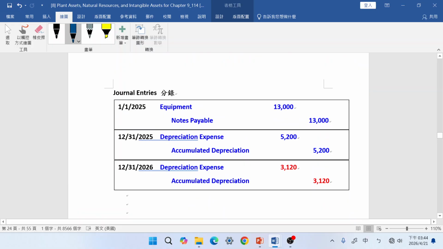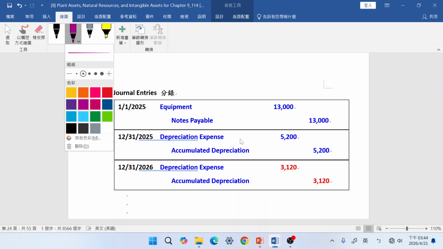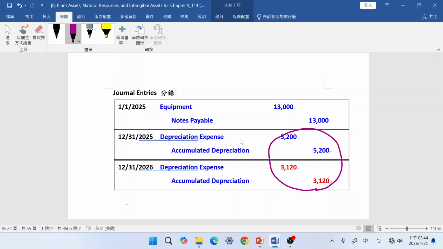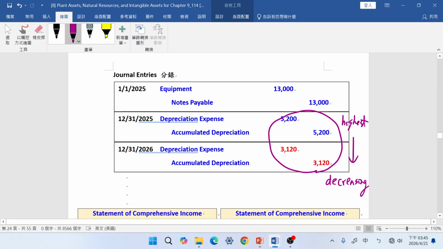journal entries. Okay, so for your first year and your second year, you'll find out the number should be highest, then decreasing. That's the result we expect, okay? Because the first year we use more, so depreciation expense should be highest. Then decreasing to the last year, we don't want to use it anymore, so our depreciation expense should be lowest. Okay?